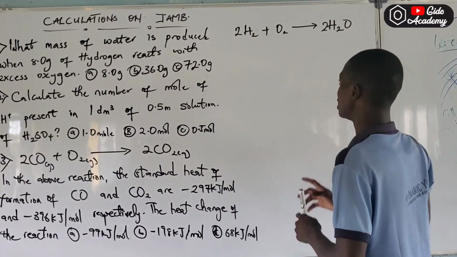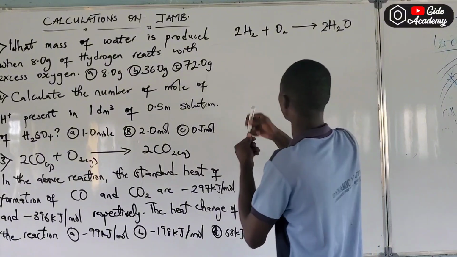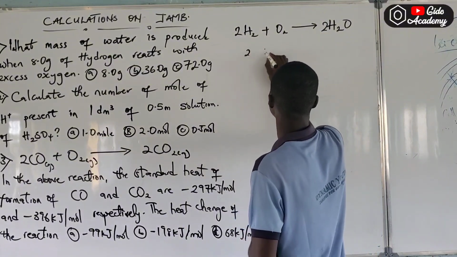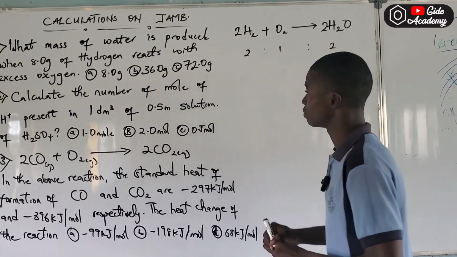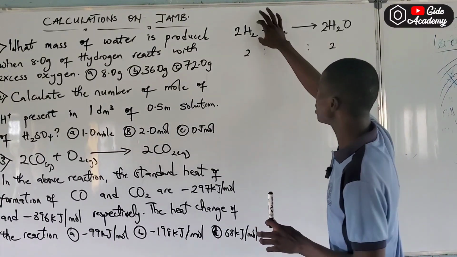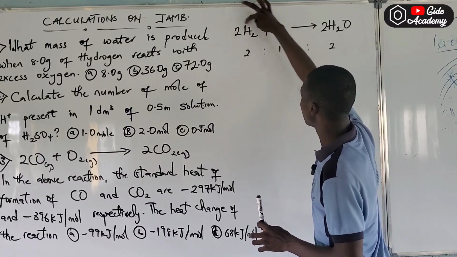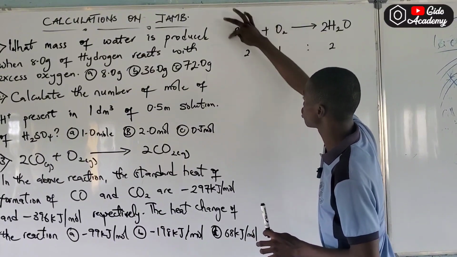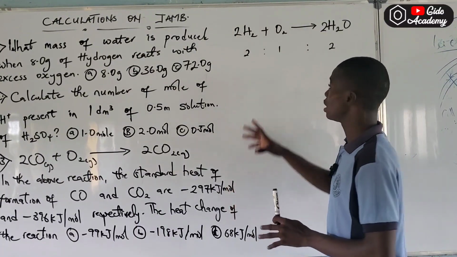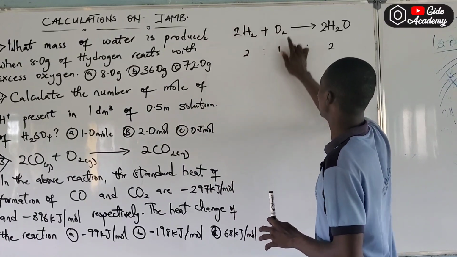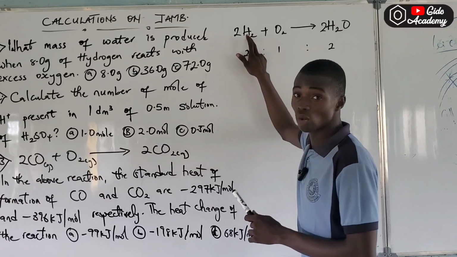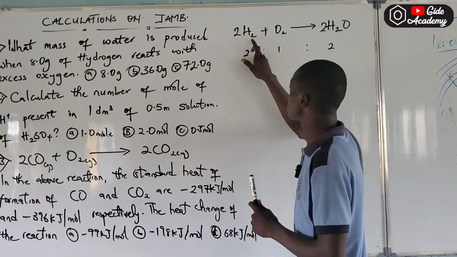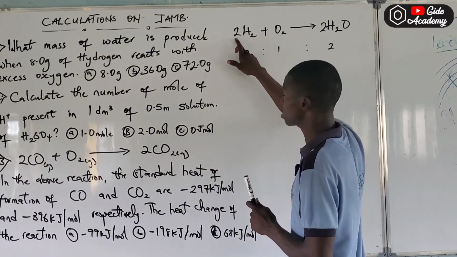That's the first step. Then the second thing is that we have 2 mole of hydrogen, 1 mole of oxygen, and 2 mole of water. Then what is the atomic mass present here? The atomic mass of the one that is here, the one that is here, and the one that is here. So hydrogen is 1. 1 times 2 will give us 2. 2 times 2 will give us 4.